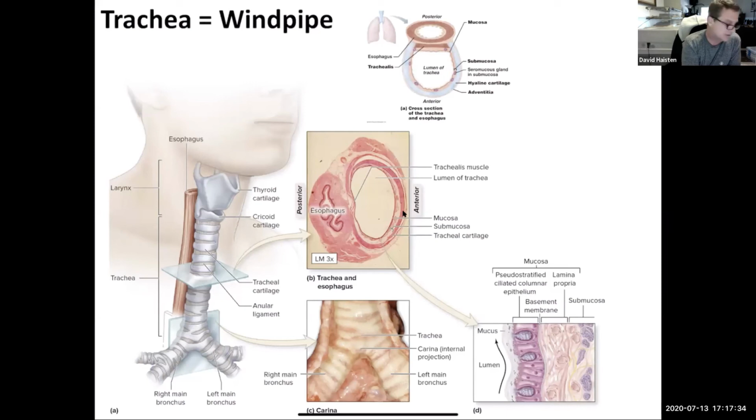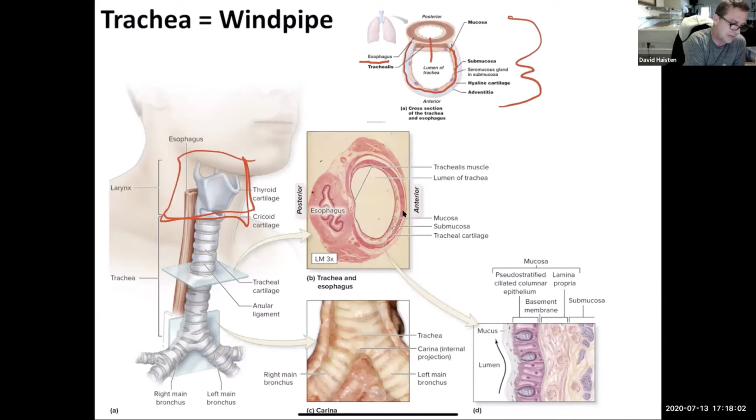All right, so you can see what's going on here. The larynx up at the top, and then the trachea. C rings. So if you look at a transverse section right here, you can see how the C rings don't go all the way to the back because your esophagus is back there. And if your esophagus expands, it's going to press into the trachea some.